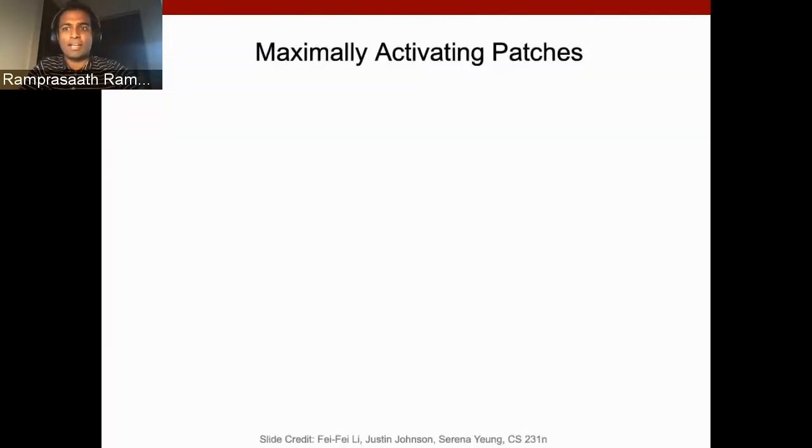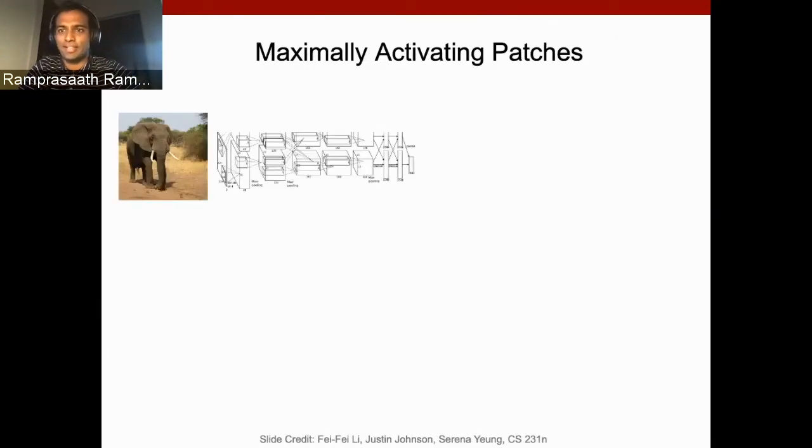In the previous case, we were visualizing the filters, which are the weights of the network. Here, let's look at the intermediate activations instead. We are basically visualizing what type of patches from the input image cause a maximal activation of different neurons. Let's say we pick a particular layer, conv5, and choose a particular neuron, say neuron 17.